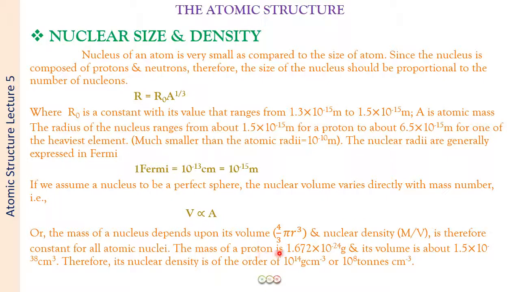The mass of a proton is 1.672 into 10 power minus 24 gram. Its volume is 1.5 into 10 power minus 38 centimeter cube. Hence, the nuclear density, which is mass by volume, comes to the order of 10 power 14 gram per centimeter cube or 10 power 8 tons per centimeter cube. So I hope all this information is clear to you. Please do remember all of this.